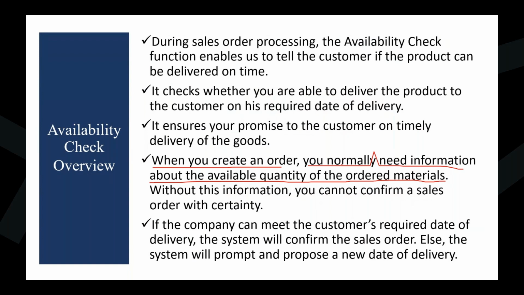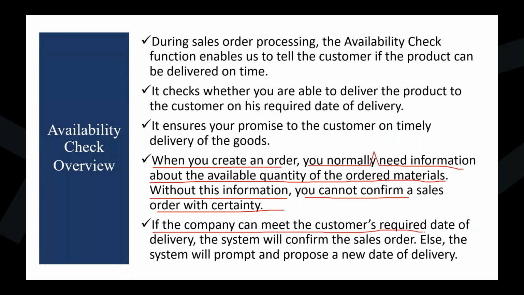That information will be provided by the function availability check. Without this information, you cannot confirm a sales order with certainty. So if you don't have that information for the customer, you cannot confirm. So you need that information. When are you going to deliver? On the requested delivery date? If not, on which date are you going to deliver? So that information is needed.